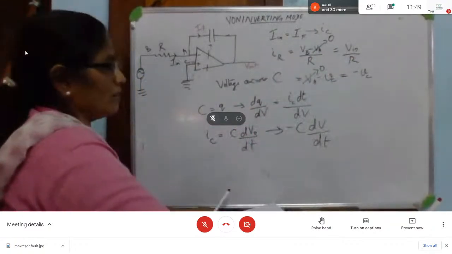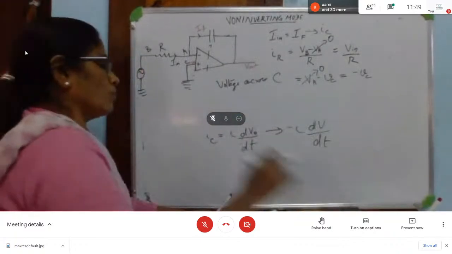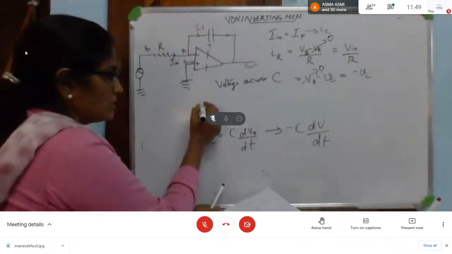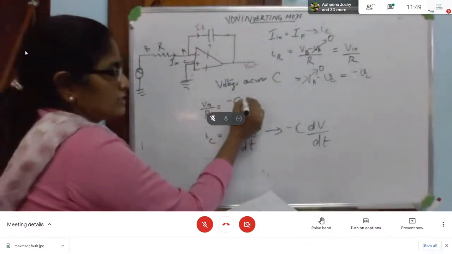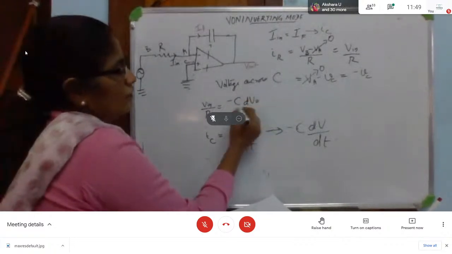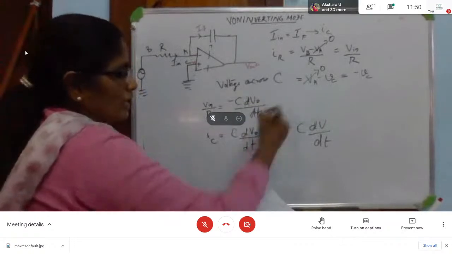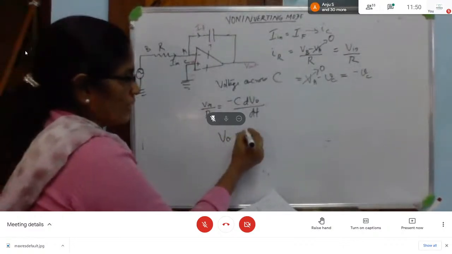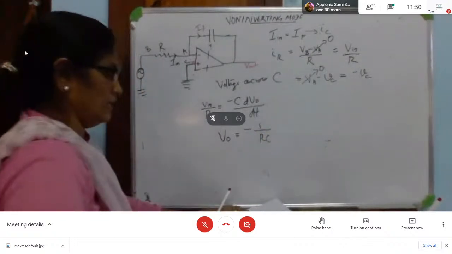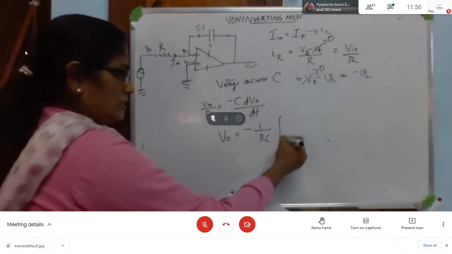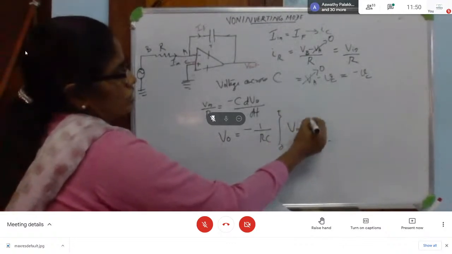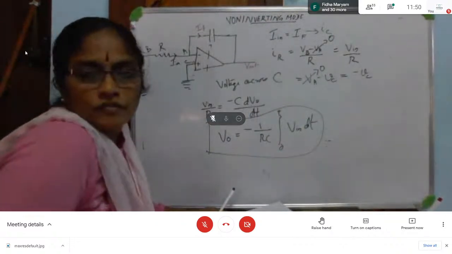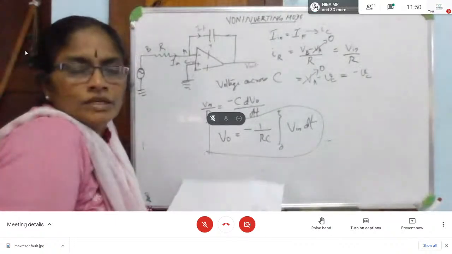So I got an expression for IC. I got an expression for IR. Now I will equate them. This stage you can avoid if you don't want; just write it directly. Now equate these two. So what I am going to get is VIN by R is equal to minus C dV0 by dt. So rearrange it. V0 is equal to minus 1 by RC integral from 0 to t of VIN dt. So this is the expression for the output of the integrator. Hope it is clear.